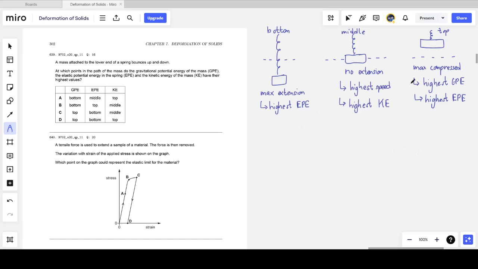But what we do see is that at the top, we have the highest gravitational potential energy, which means we can already eliminate options A and B and stick to options C and D. At the middle, I have the highest kinetic energy, so that only leaves me with option C. And yes, at the bottom, I have the highest elastic potential energy, so I'm left with option C.